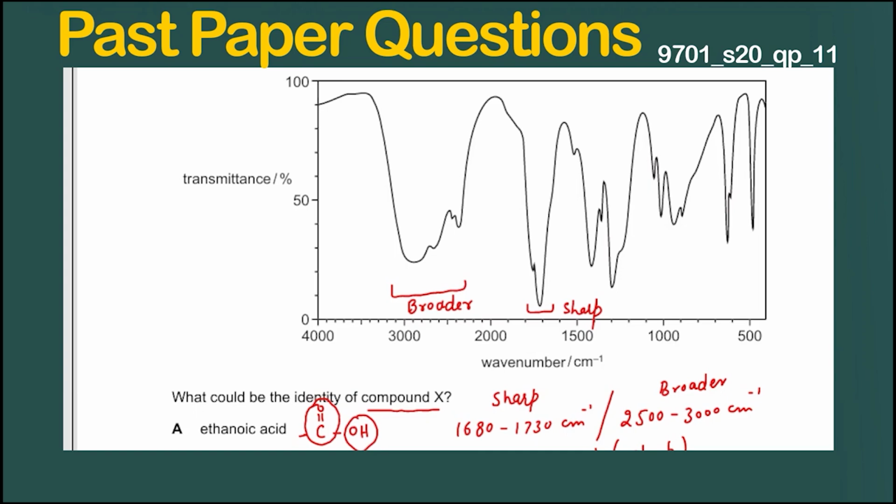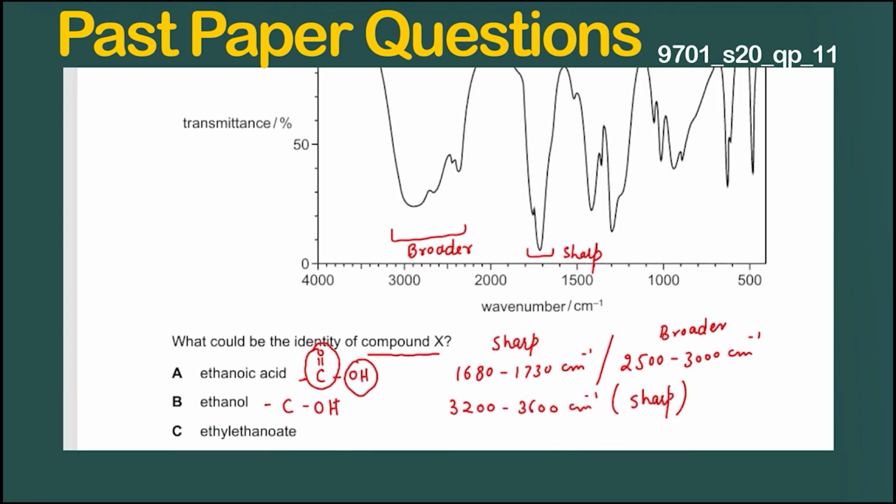For ethyl ethanoate, that is an ester group. For the ester group, beta ji, that must be COO group. So if we look at its value in the data booklet, it is giving you again a sharp peak at around 1710 to 1750 per centimeter.